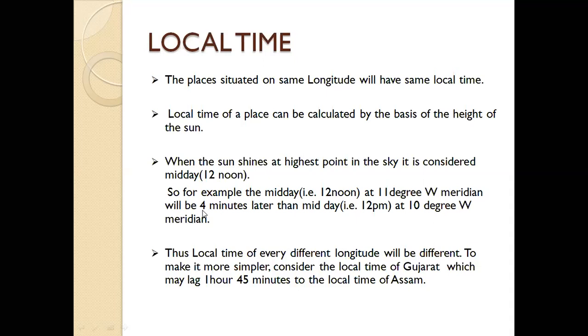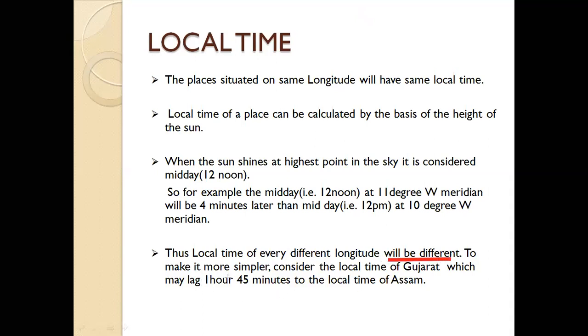We'll take the example that midday, that is 12 noon, is at 11 degree west. So the meridian will be 4 minutes later than midday at 10 degree west meridian. Another example हम लेके चलें तो when the prime meridian has the sun at the highest point in the sky, all the places along this meridian will have midday, and that is all the places on a given meridian of longitude have the same local time. Fine. So thus the local time of every different longitude will be different, obviously.